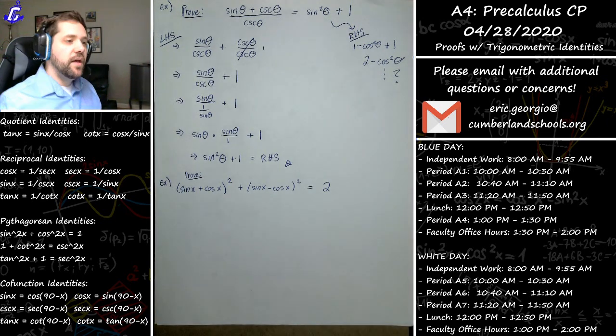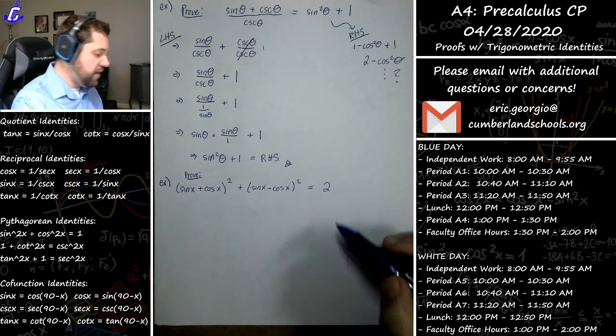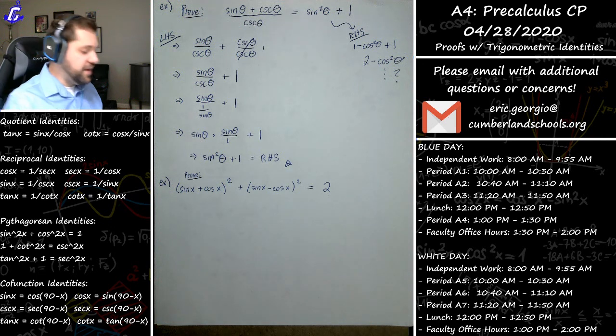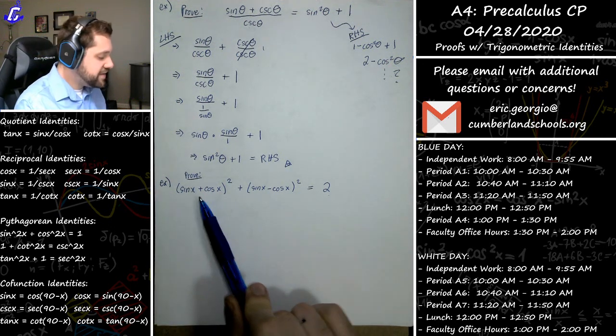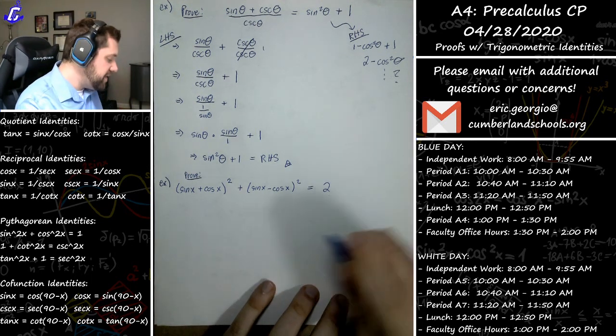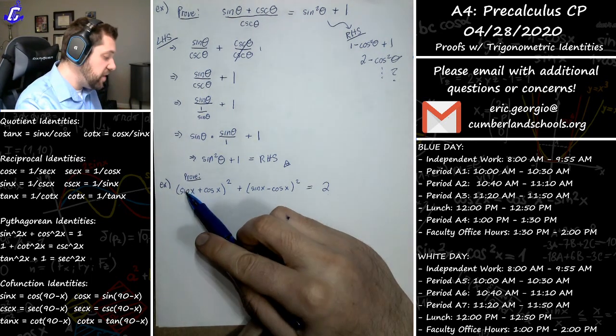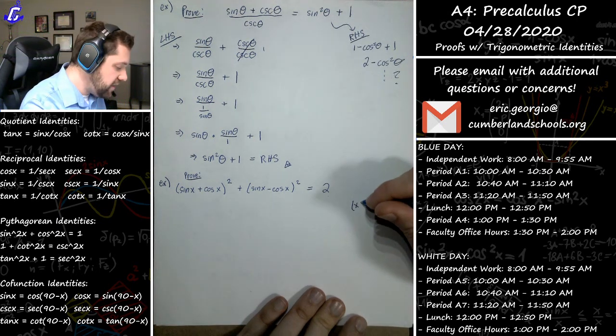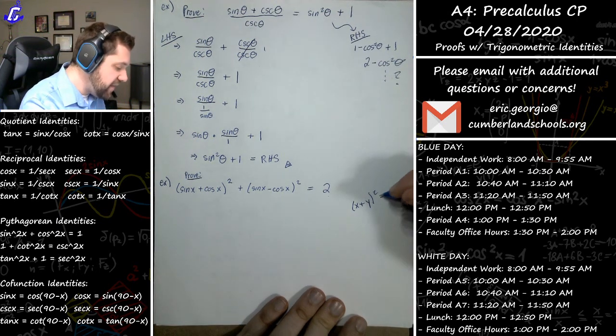Super cool. Obviously, we're going to start on the left-hand side. There's not really much we can do with just a regular old 2. Keep in mind, when you see something like this, this is the sine of x plus the cosine of x all squared. It's not the same as sine squared of x plus cosine squared of x, right? It's the same as x plus y squared, which is not the same as x squared plus y squared.